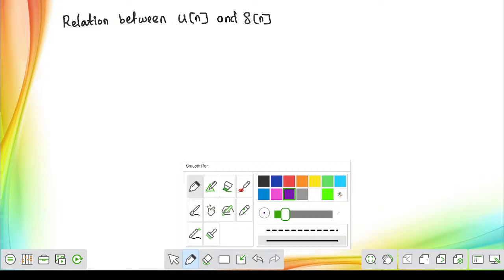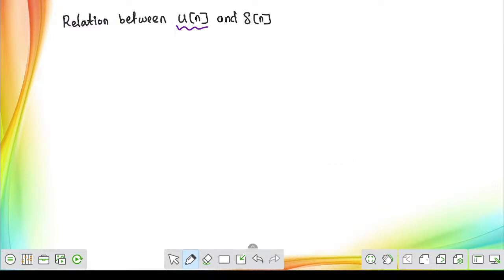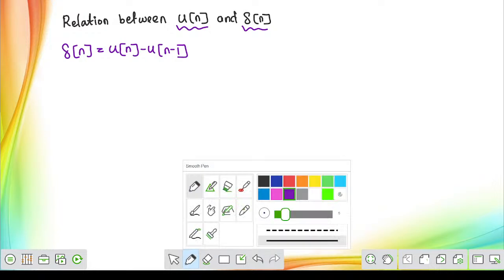I am having u of n, and we are also having the value of del of n. What is the relation between these two? If we are having a function del of n, then that function can be rewritten as u of n minus u of n minus 1. That is the basic relation. You can draw it. It is very simple.